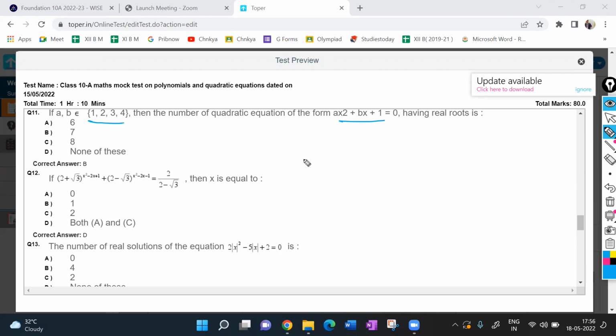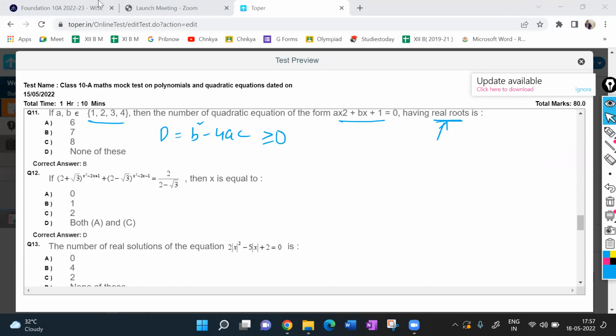See, first of all, you have to use the discriminant concept here. What is the discriminant concept? D is equal to B square minus 4AC, right? So we have to look at the values of A, B, C. The discriminant should be positive for the roots to be real, having real roots. Then the discriminant must be greater than 0, or equal to 0, greater than or equal to 0.